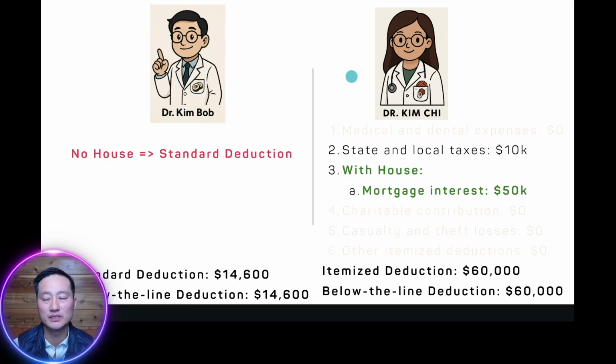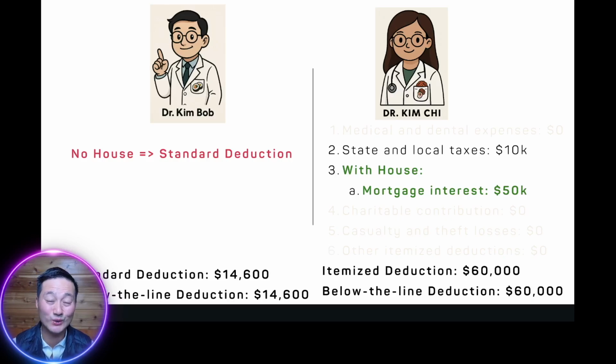So let's take a look at Dr. Kimbap and Dr. Kimchi and how they did when it comes to below the line deduction. Dr. Kimbap, who did not own a house, took the standard deduction. Generally, if you don't own a house, your itemized deduction will be very minimal, so most people in that situation will take the standard deduction. On the other hand, Dr. Kimchi knew that mortgage interest payments would tip her over into itemized territory.